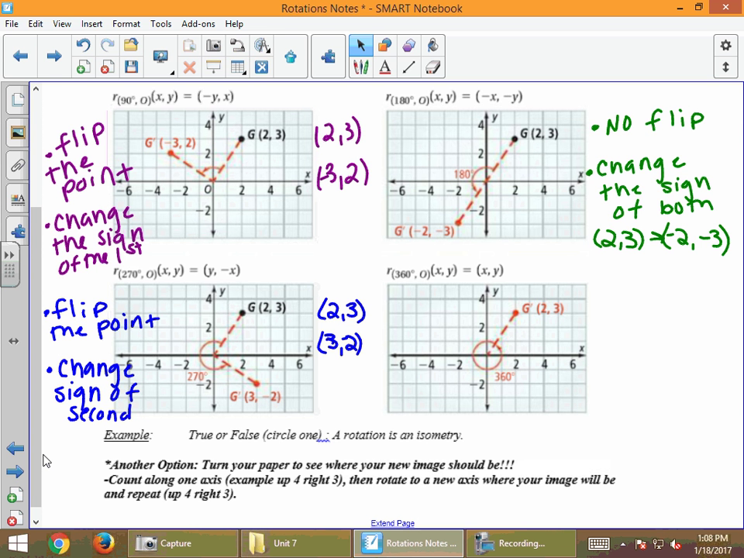True or false? A rotation is an isometry, or a rigid motion. What do you think? Why? Very good. You're not changing the size of the shape. All you're doing is just turning it. You're just changing the location. So the size and shape stay exactly the same. You're just turning it around.